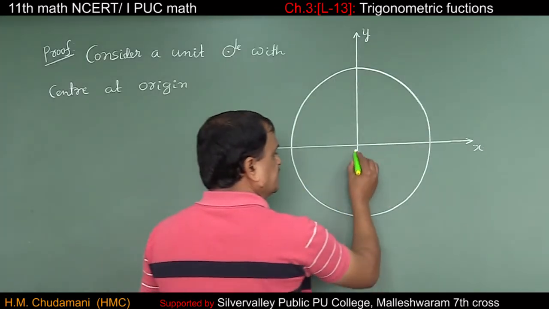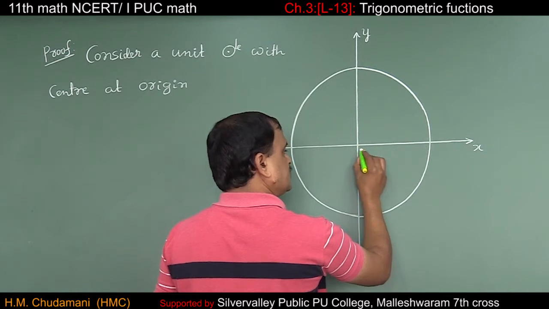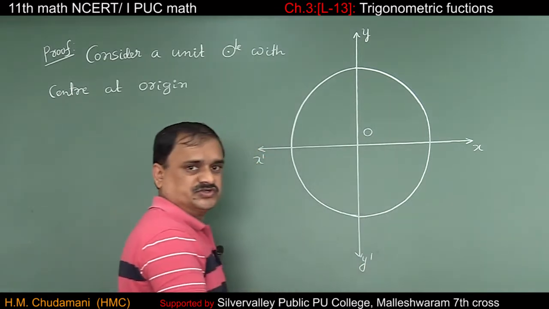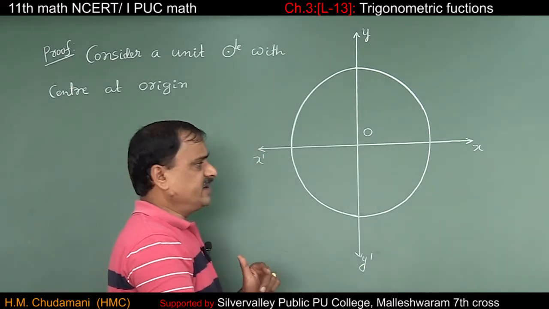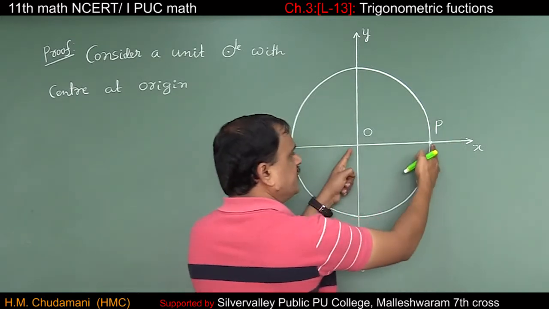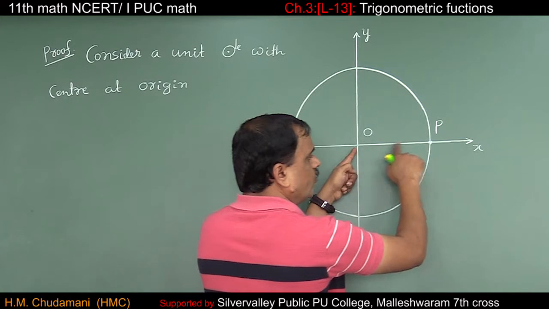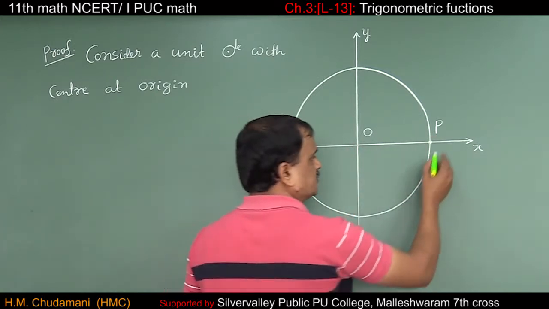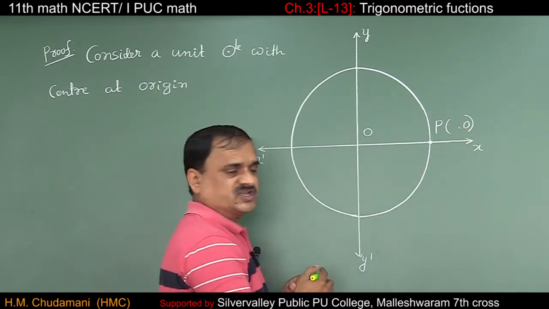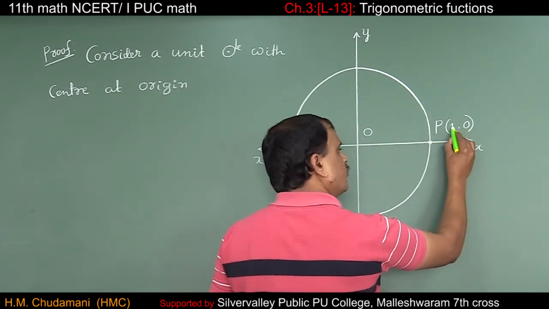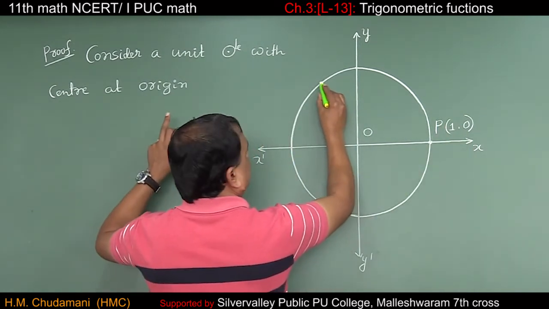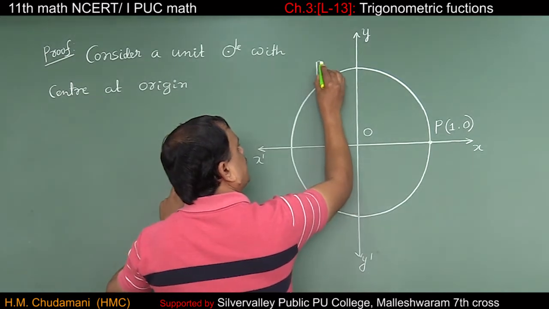Consider a unit circle, a circle with center at origin. Unit circle means the radius is 1 unit. Let us take a point P here. Since the point P is on the circumference, OP is 1 unit as it is a unit circle. Since the point lies on the x-axis, the y coordinate should be 0. Since this is 1 unit, so the coordinates are 1 comma 0.